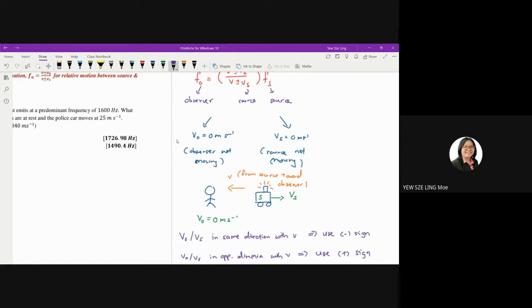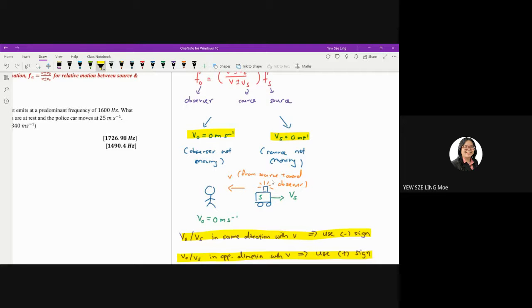So one of the variables must be equal to 0. Like I told you just now, in your syllabus, one of the V must be 0, either VO or VS. Then for the remaining one, you use these two rules to determine the sign convention. You check whether the remaining V is moving in the same direction as V or in the opposite direction. If it is the same, then you choose the positive sign. If it is the opposite, then you choose negative sign.